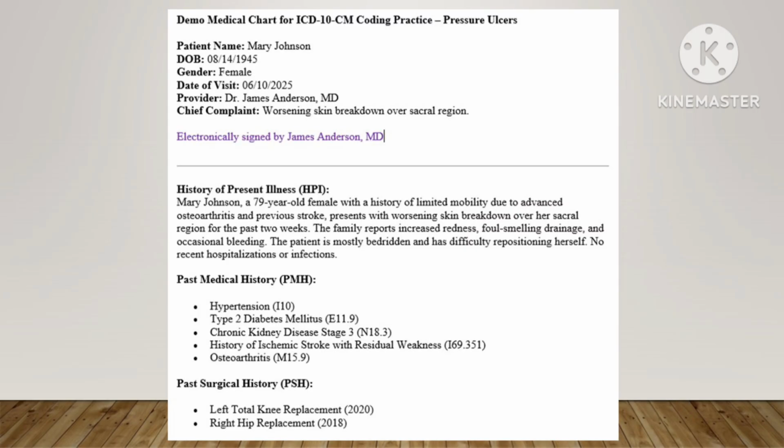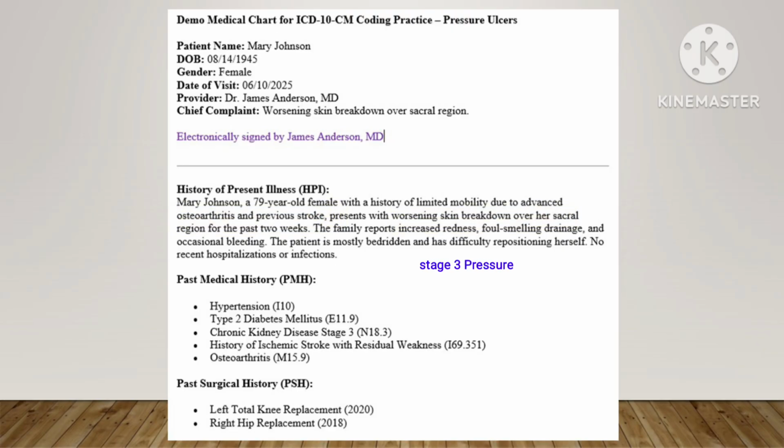Mary Johnson, a 79-year-old female, with a history of limited mobility due to advanced osteoarthritis and previous stroke, presents with worsening skin breakdown over her sacral region for the past 2 weeks. The family reports increased redness, foul-smelling drainage, and occasional bleeding. The patient is mostly bedridden and has difficulty repositioning herself. No recent hospitalizations or infections. The HPI is also discussing sacral wounds, so it is confirmed that pressure ulcer is the primary diagnosis.